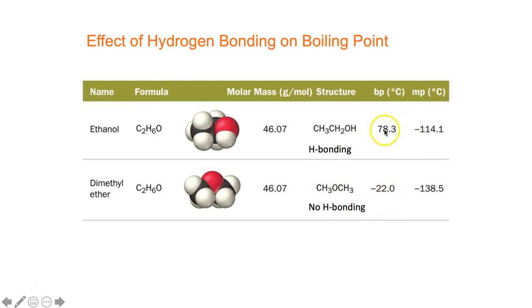Now look at the difference in the boiling point. 78 degrees above zero, that's minus 22 degrees. So at room temperature, ethanol is a liquid, but dimethyl ether is a gas.